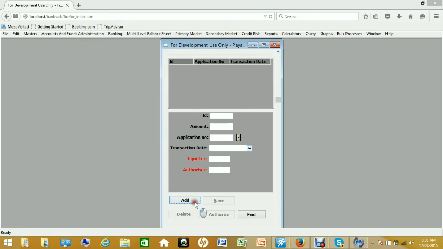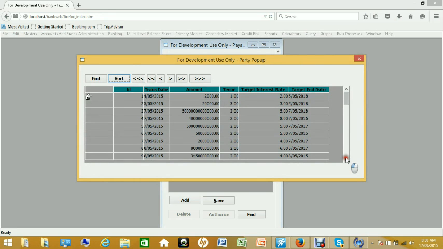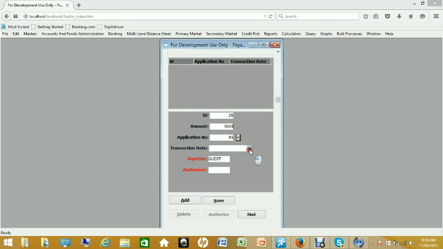Let's add a record. Let's enter amount 5,000. Application number 45. Transaction date is 18th of September 2015. Let's save a record.